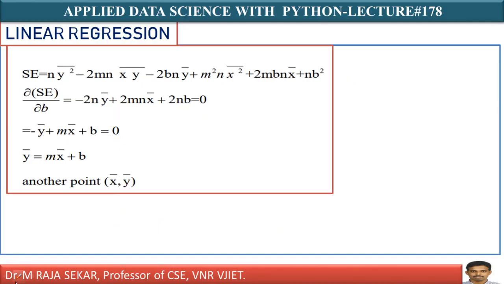Again, what is another parameter? My another parameter is b. Therefore, now let me differentiate with respect to b partially. ny is constant, 0. With respect to b, this is also constant, 0. With respect to b, 2n y bar. With respect to b, this is constant, 0. And b with respect to b is 1. I will be left with 2m n x bar. With respect to b, b square means 2b n. I must equate to 0.